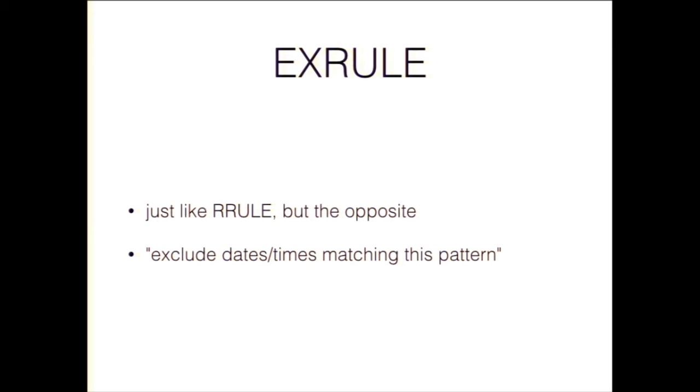The X rule is an exclusion rule. It's just like the recurrence rule, but the opposite. It excludes the dates and times matching this pattern. So you can have a really complicated pattern describing when something should recur. You can have multiple ones of those, and then you can have the opposite to exclude some subset of those dates.